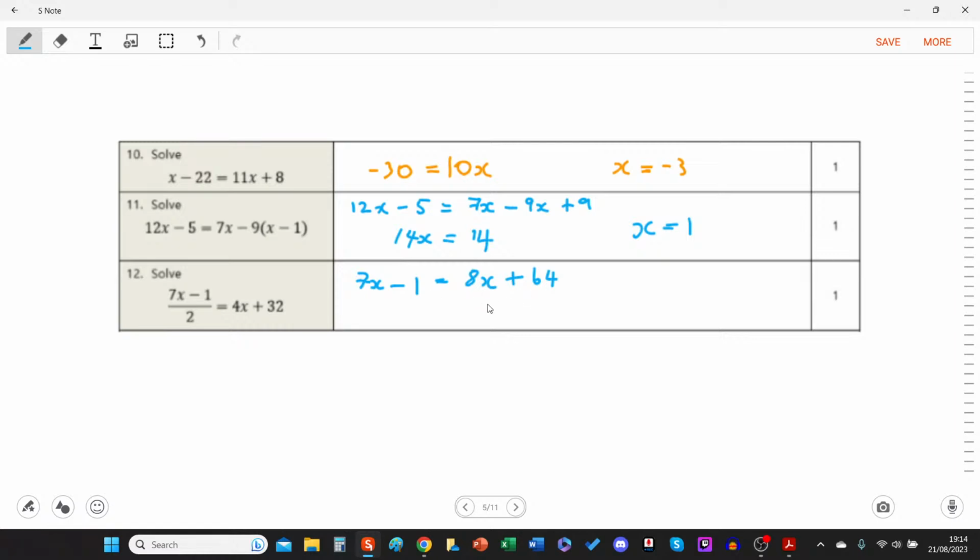Same thing again. We're going to rearrange in our head. I'm going to make the right-hand side the location of the x's. So I'm going to take away 7x from both sides. Leave me with x. That means the left-hand side is the number side. We're going to take away 64 from both sides. So we end up with negative 65 and boom.